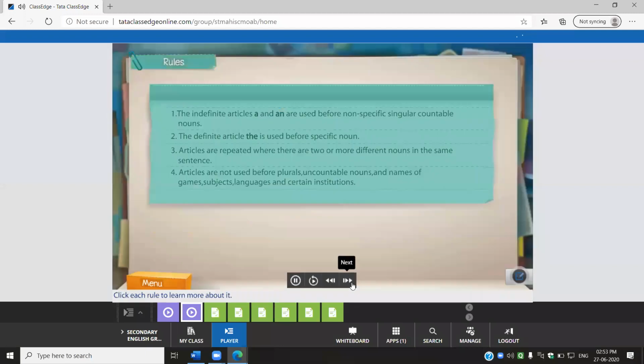Let's take a look at some rules for the use of a, an, and the. Click each rule to learn more about it.